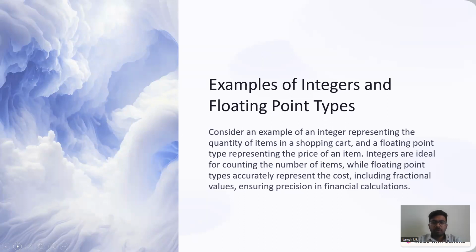Example of integers and floating point types. Consider an example of an integer representing the quantity of items in a shopping cart, and a floating point type representing the price of each item. Integers are ideal for counting the number of items, while floating point types accurately represent the cost, including fractional values, ensuring precision in financial calculations.